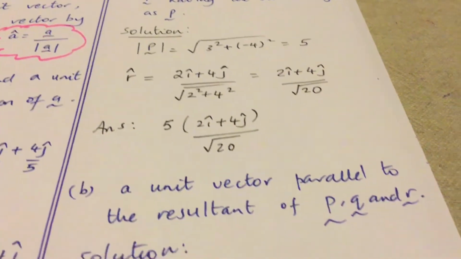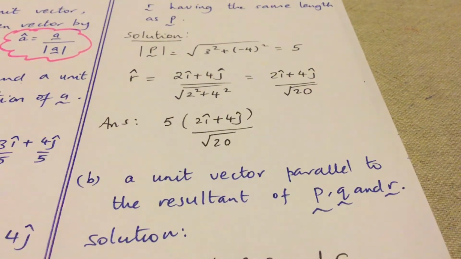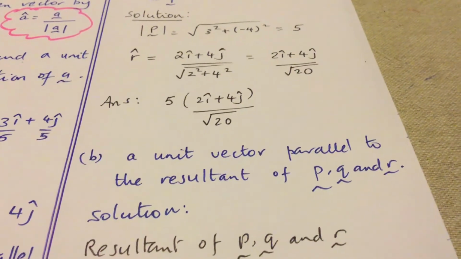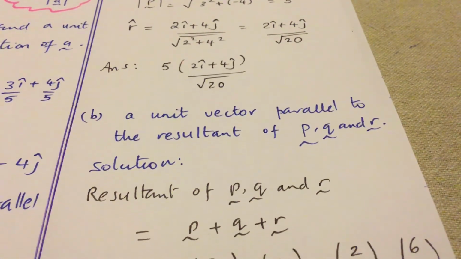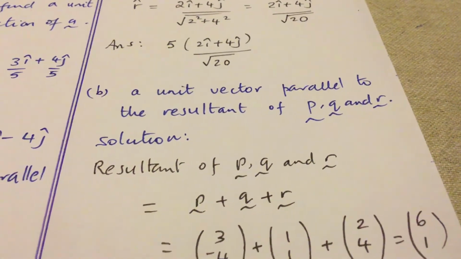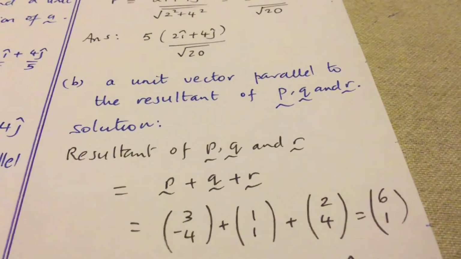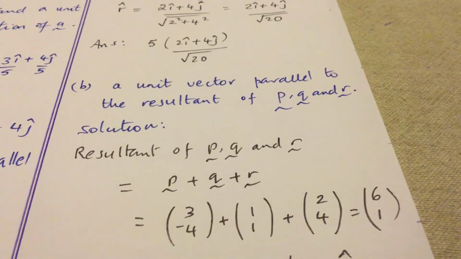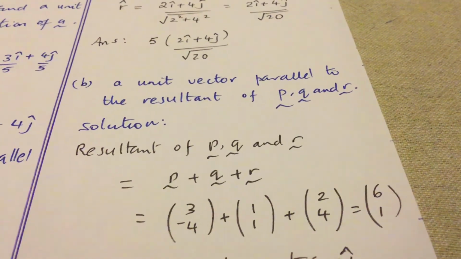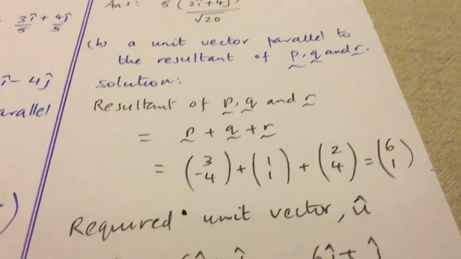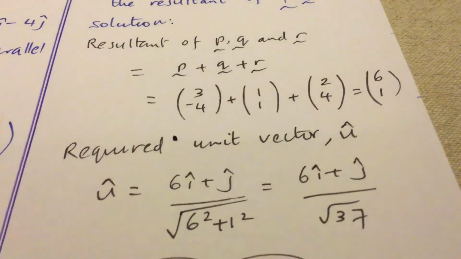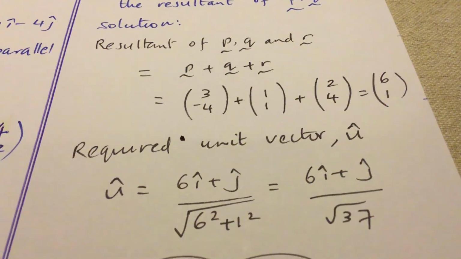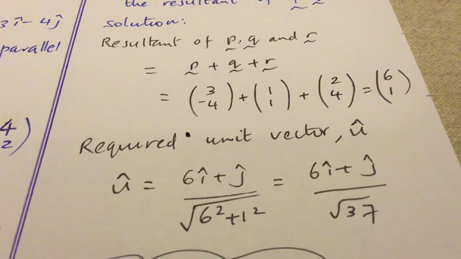Next question, a unit vector parallel to the resultant of p, q, and r. Now note, the resultant of p, q, and r is p plus q plus r. You add them all, like in the scale diagram we saw last time. So we add all the three vectors, we'll get (6, 1). So the required unit vector will be (6i plus j) divided by the square root of 6 squared plus 1 squared, which is the square root of 37.